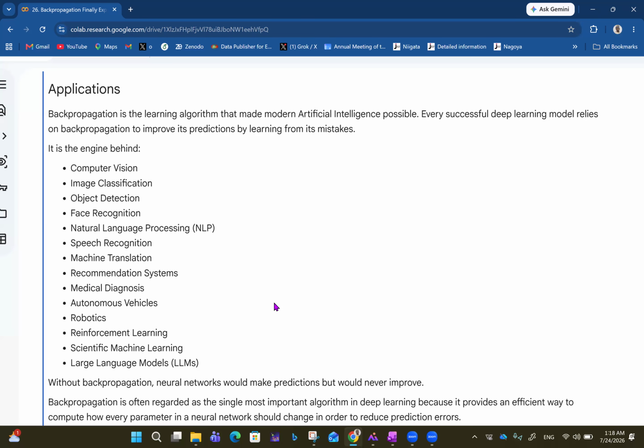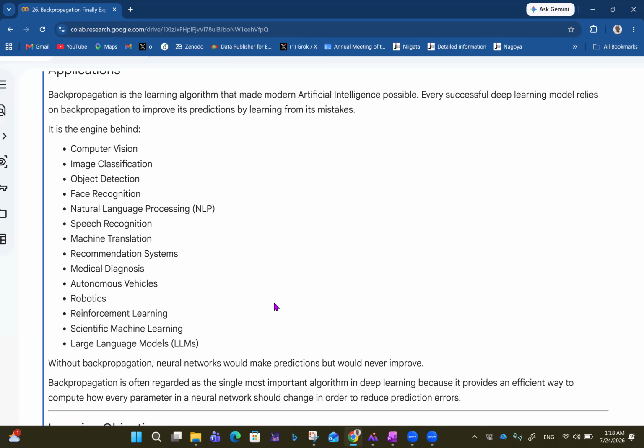So back propagation is the engine behind computer vision, image classification, object detection, face recognition, natural language processing, speech recognition, machine translation, recommendation systems, medical diagnosis, autonomous vehicles, robotics, reinforcement learning, scientific machine learning, and of course large language models, LLMs. Without backpropagation, neural networks would make predictions but would never improve. So you just have the forward part without the backward part, which doesn't improve anything.